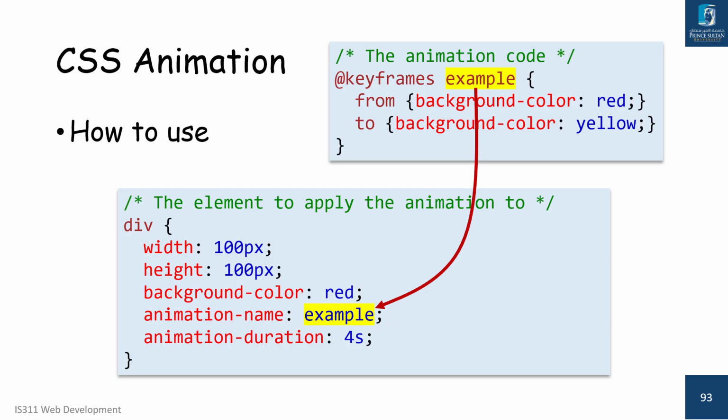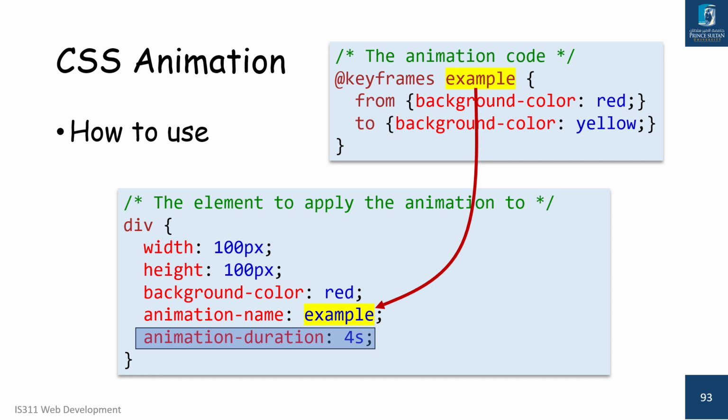We say div, 100 pixels width and height, so it will be more like a square which will appear on the screen. And then we say background color is equal to red, the starting color. Maybe you can say something different, doesn't matter. Animation name, exactly the same. And then we are saying animation duration 4 seconds. That will happen in 4 seconds.